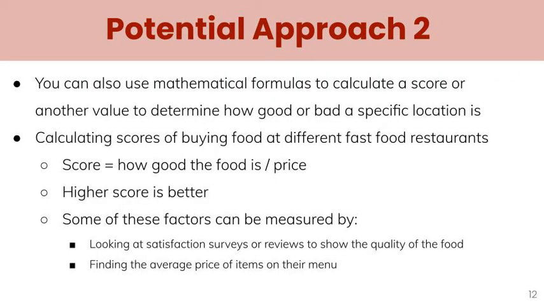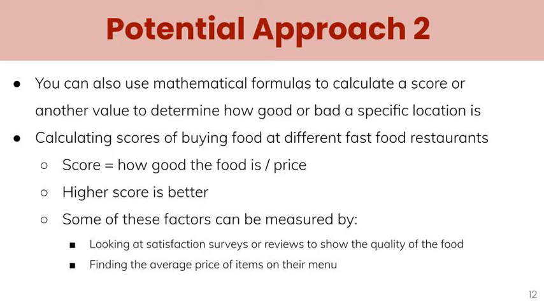Now, there are some flaws with that, so let's actually look at another approach. Another approach is using actual mathematical formulas to calculate a score or another value to determine how good or how bad a specific location is. So, let's say we're using the same example. We have fast food restaurants. Let's try to calculate scores of if we should buy food from this restaurant or not.